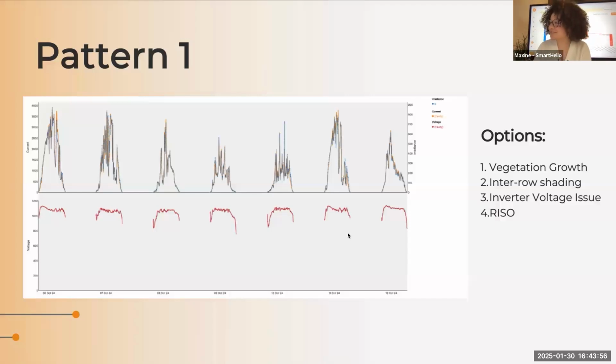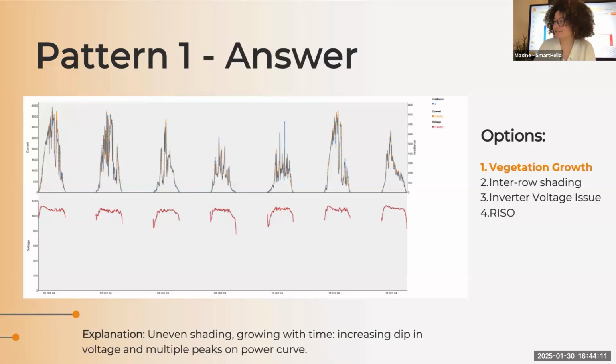Okay, that's interesting. So most people believe this is an inverter voltage issue, and then it's between inter-row shading and vegetation growth. Interesting. Let's see, Shankaraj, what did the system identify? What was the correct answer? Like you said, it's the first one and probably not the easiest. It is indeed vegetation growth.